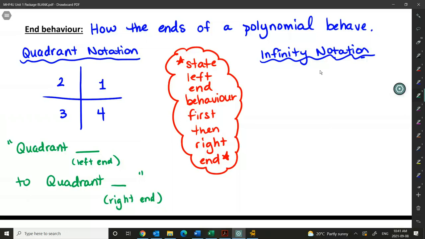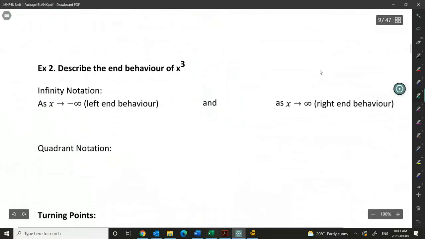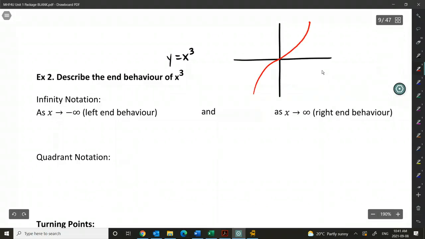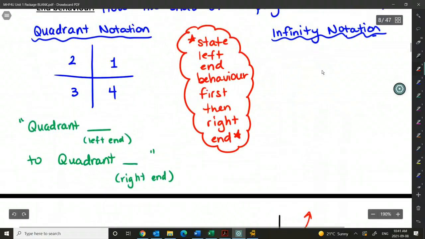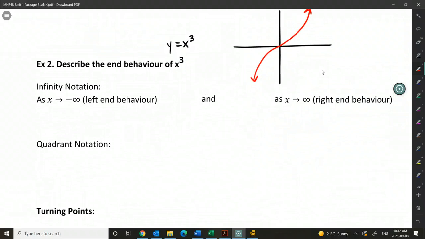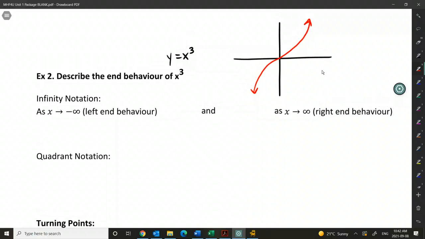Before we go to infinity notation, let's flip to the next page, and we're going to do the quadrant notation part for x cubed. Just to remind you, y equals x cubed is that cubic function. It's a power function, and it looked like this. If I'm stating quadrant notation here, remembering what each of these quadrants are, any guesses as to what I might say? Quadrant blank to quadrant blank, if I'm going left to right.